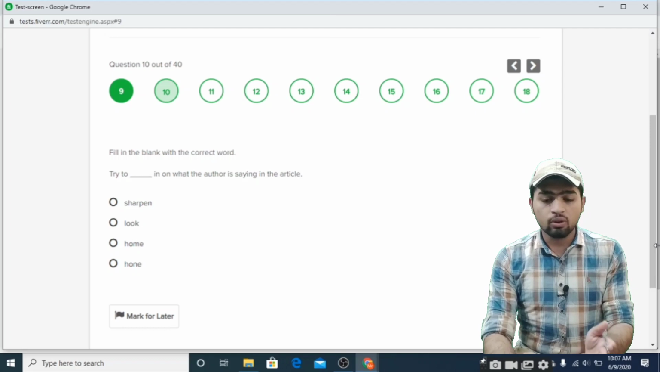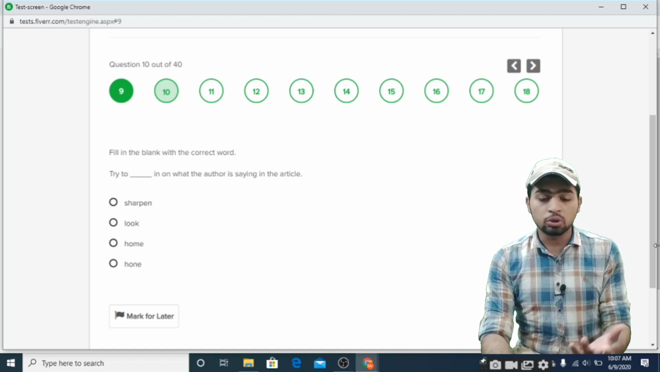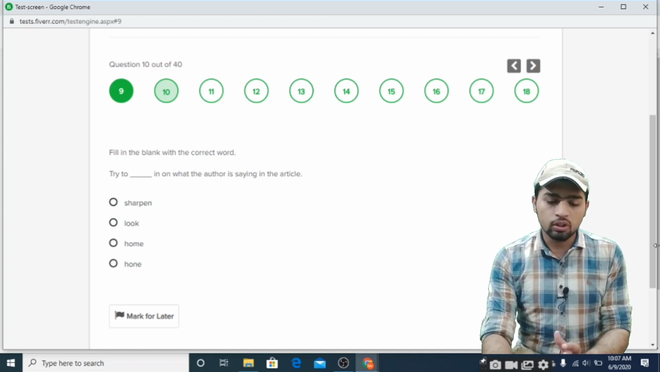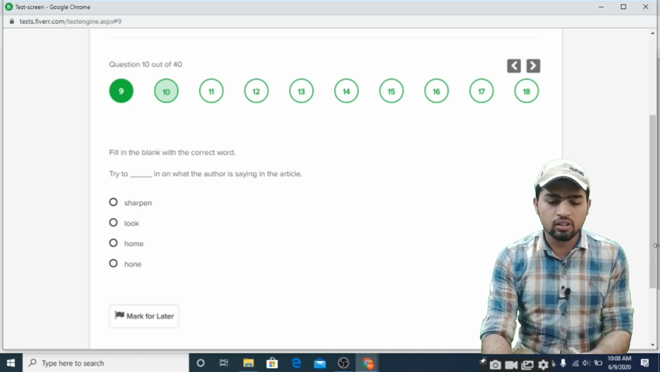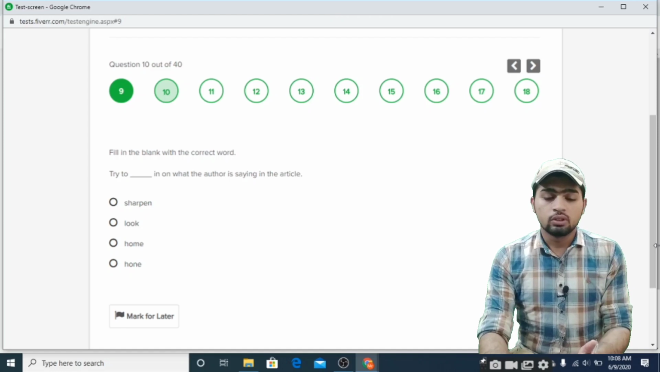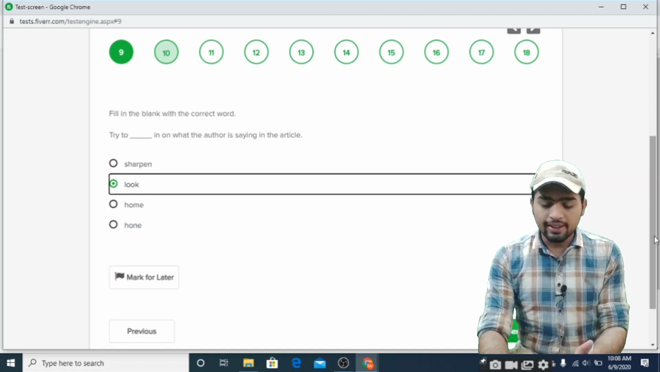Question 10. Fill in the blank with the correct word. Try to dash in on what the author is saying in the article. Try to sharpen, try to look, try to home, try to hone. In my opinion, try to hone is incorrect. Try to home incorrect. Try to sharpen is also obviously incorrect. Try to look in on what the author is saying in the article is the correct one. So in my opinion, the second one is the correct answer. Try to look. So I click on next.